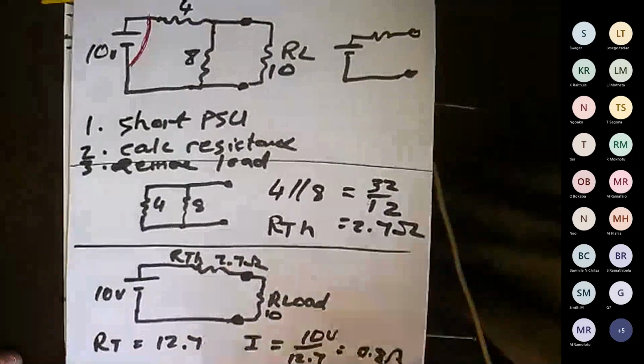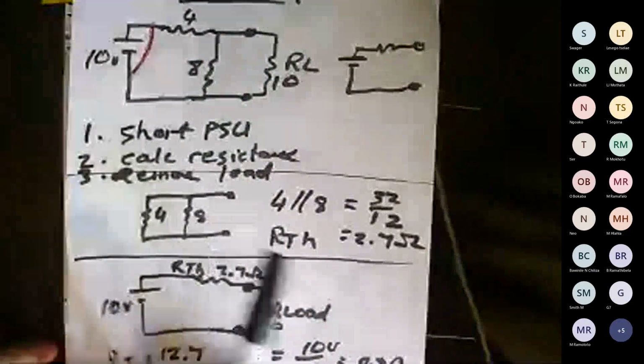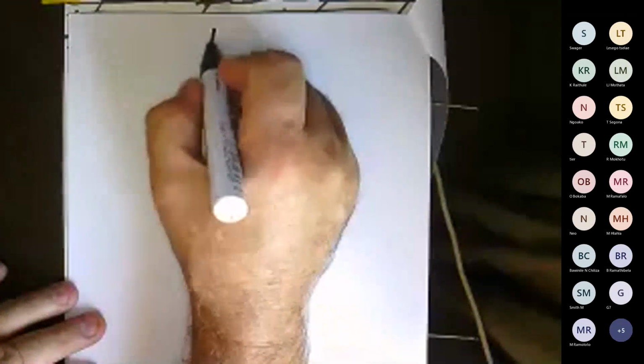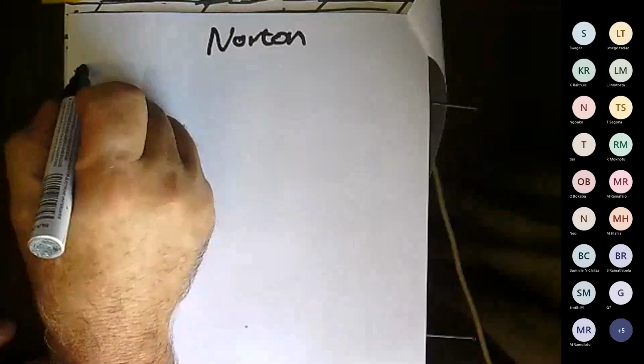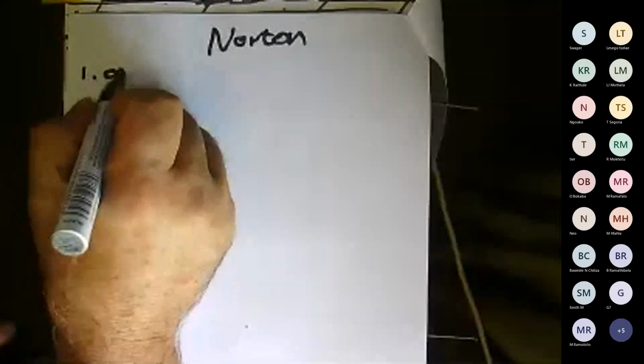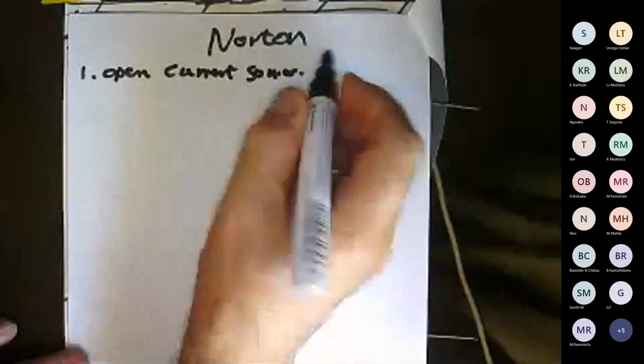Okay, let me do another one, then you'll understand it better. Second example. This time I want to do it with a Norton circuit, so I'm going to explain a Norton circuit. In Norton's case, the first step is I open the current source. I'm not shorting it, I'm opening it.